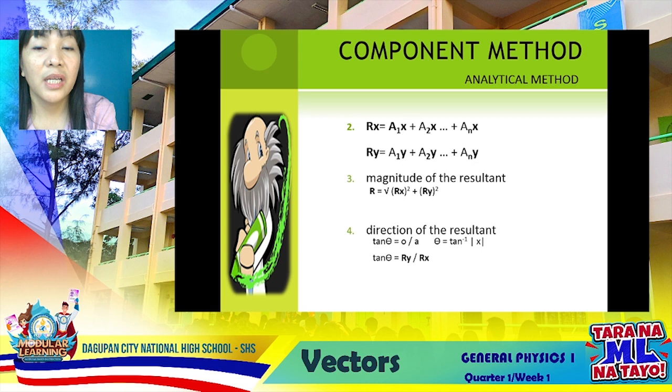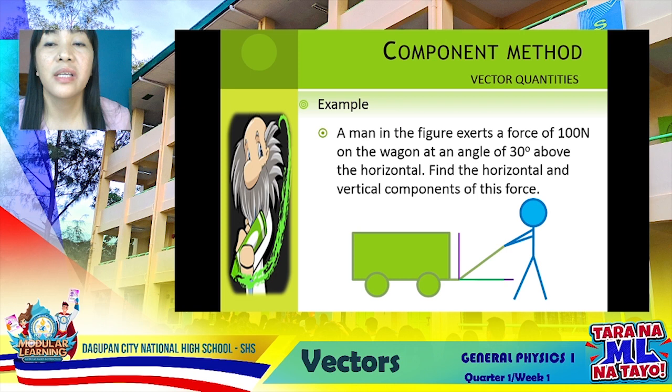Okay, for example, a man in the figure exerts a force of 100 newtons on the wagon at an angle of 30 degrees above the horizontal. Find the horizontal and vertical components of this force. So the red arrow there is actually the value of the force, which is 100 newtons. And the vertical component here is actually the f sub y. Vertical means upward and horizontal means horizontal. It's the f sub x.